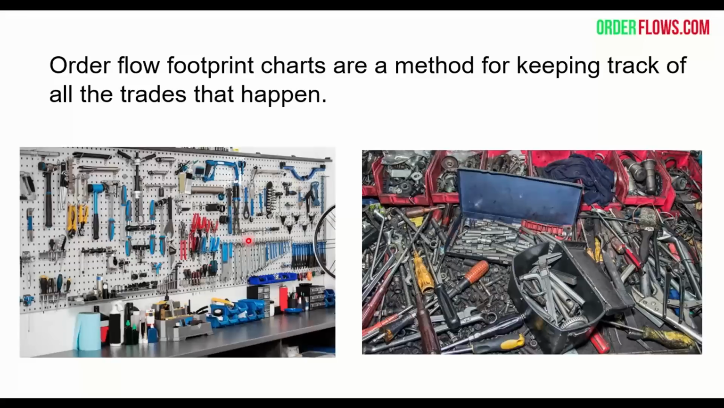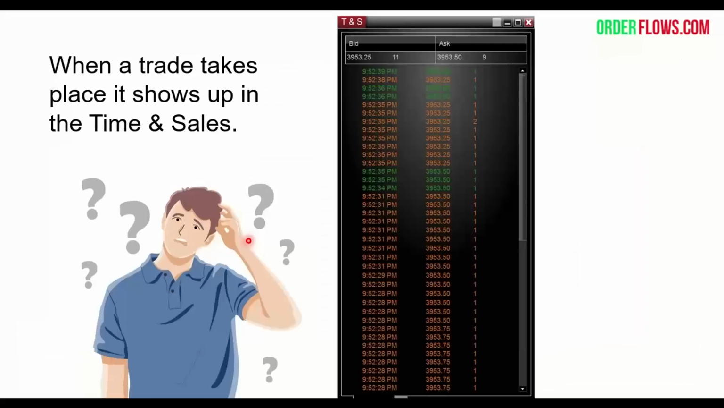You need this type of wrench, you know where it is. You need this type of screwdriver, you know where it is. This type of drill bit, you know where it is. Rather than digging through different bags trying to figure out what you need. So, on a basic sense, order flow derives from the time and sales, right? A trade takes place, it shows up in the time and sales. We've all seen these time and sales charts like this, where it just shows the time, the price, the quantity.